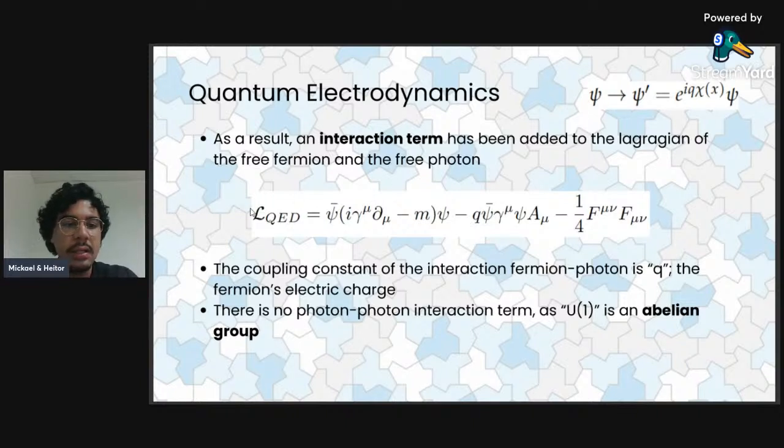And at the end of the day, all this Lagrangian is saying is how a free fermion behaves, how a free photon behaves, and how the two couple with each other, how they interact with each other. That is nothing but electromagnetism.